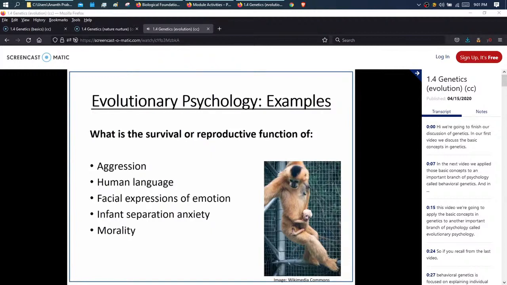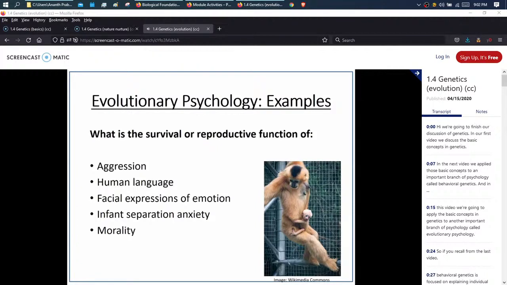So, for example, what is the survival or reproductive function of aggression? That one's pretty obvious. Aggression in the history of our species, again, for evolution, always think back to our ancestors. Aggression has provided a means to protect our resources, to protect ourselves and our families, and so forth.